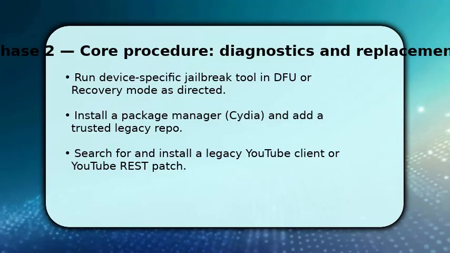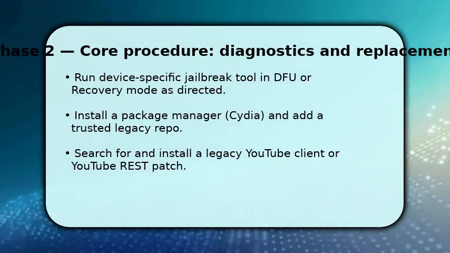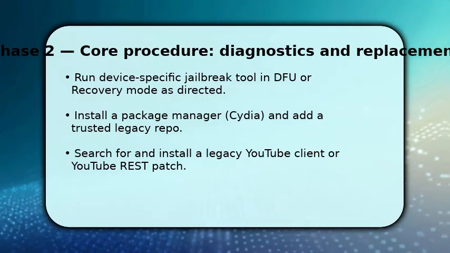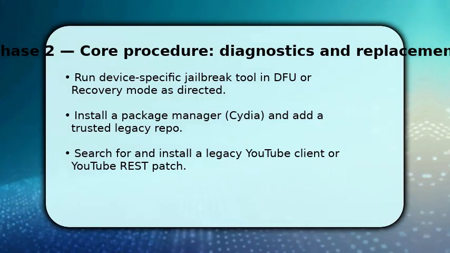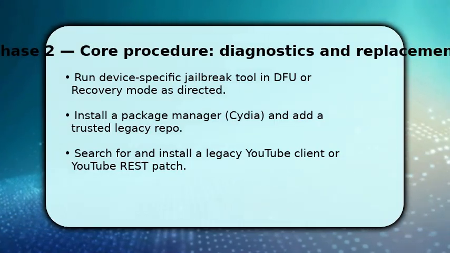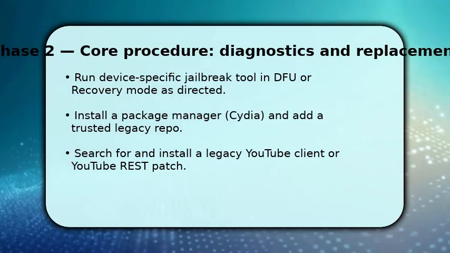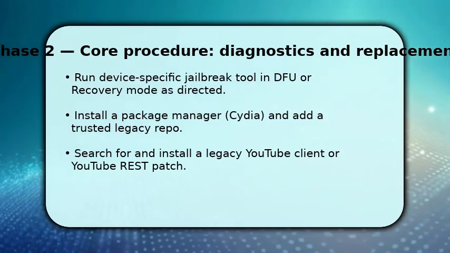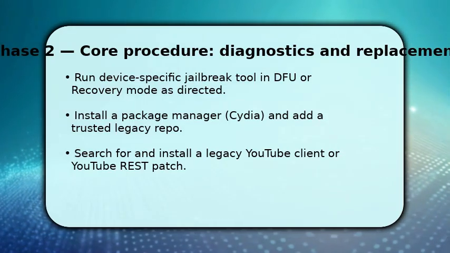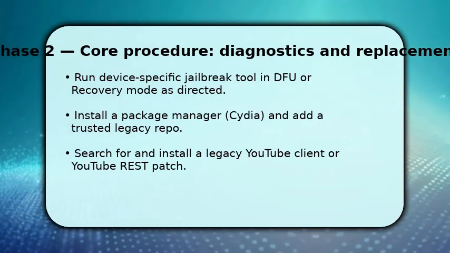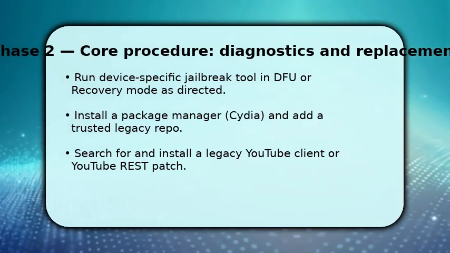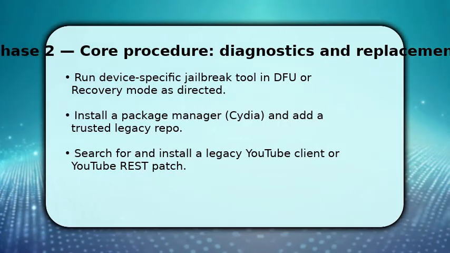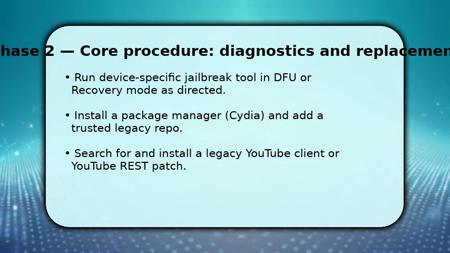Next, put your device into DFU or recovery mode and run the jailbreak tool. Follow on-screen prompts exactly. After jailbreaking, install the package manager, then add a reputable legacy repository so you can access archived clients. Once the repo is added, search for a legacy YouTube client or a REST API patch, install it, and respring or reboot the device. This replaces the unsupported API calls and restores playback. Be patient, as older packages may take a few minutes to configure.